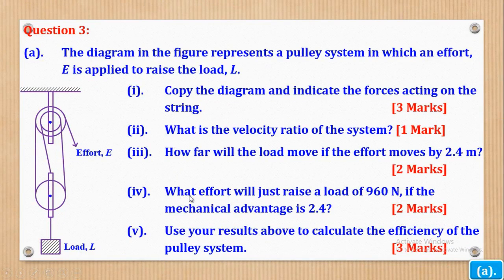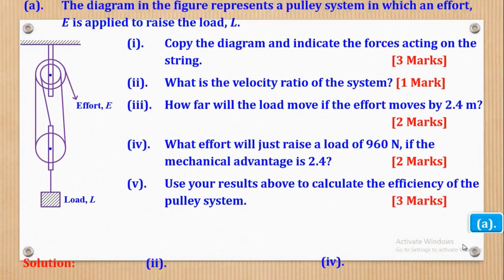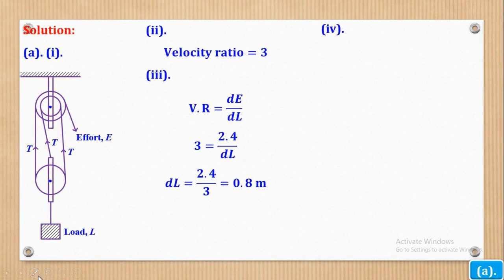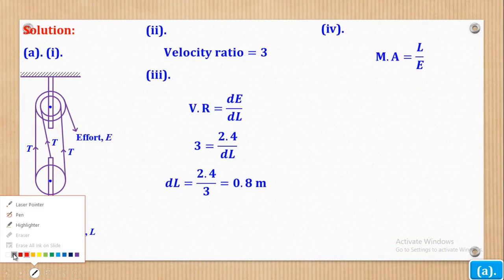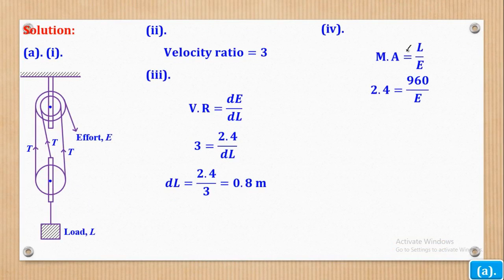Roman 4 says, what effort will just raise a load of 960 newtons if the mechanical advantage is 2.4? So we know that mechanical advantage is equal to load over effort. So I'll substitute for the load and for the mechanical advantage, and remain with effort as the only unknown. When I make effort the subject, it will be 400 newtons. So that was Roman 4. Now we shall go to Roman 5.